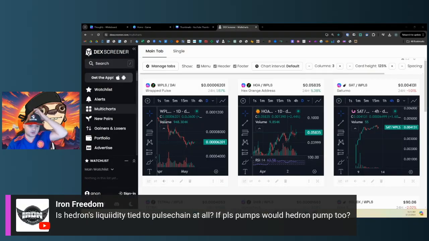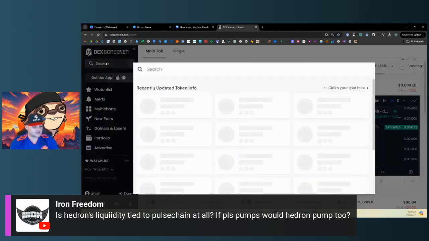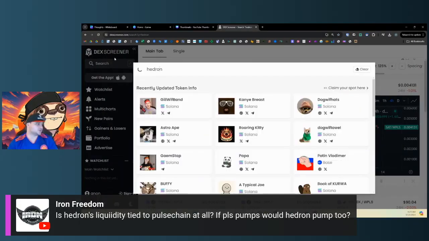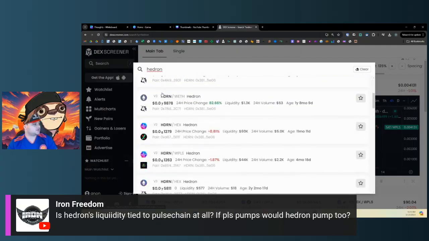So this is how you find out what tokens your token of interest is tied to in liquidity. This is how I do it. So we're going to look at Hedron's liquidity relative to Pulse. So this is all Ethereum stuff.